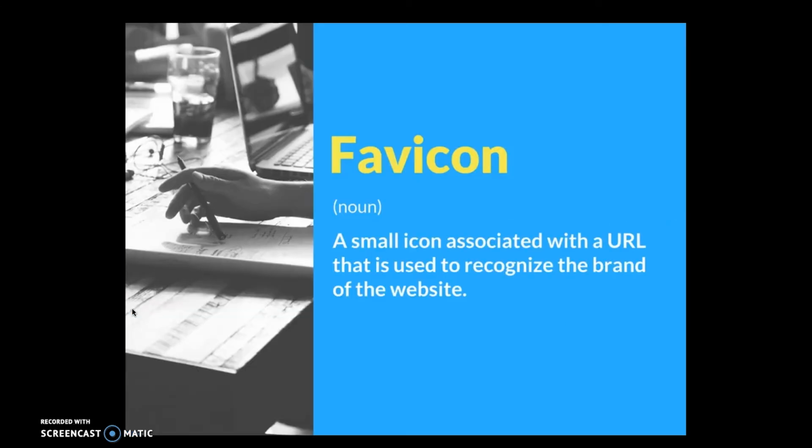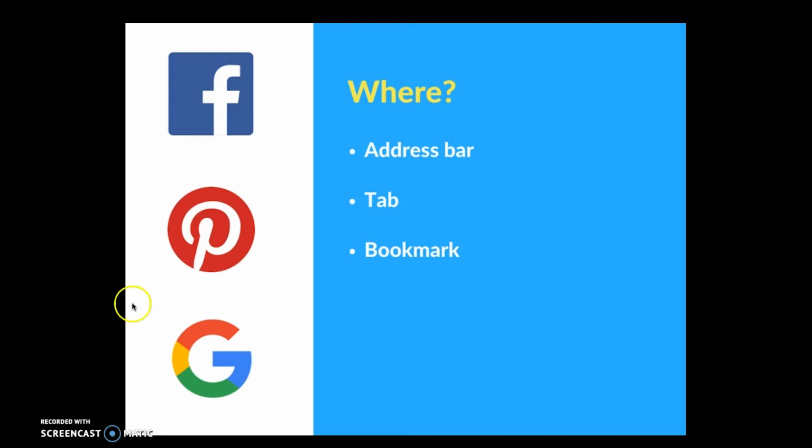A favicon is a small icon associated with the URL that is used to recognize the brand of the website. Here are some examples of a favicon. You will typically find these in your address bar, in an open tab, or in your bookmarks.